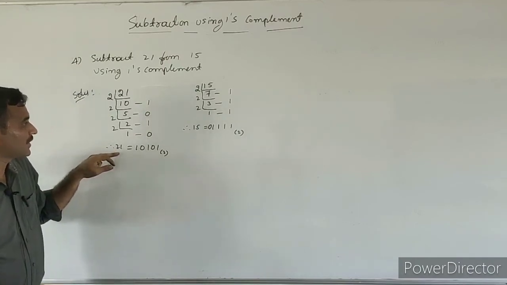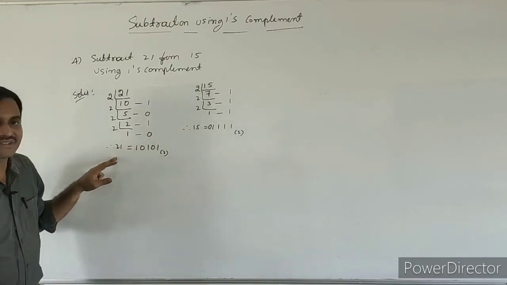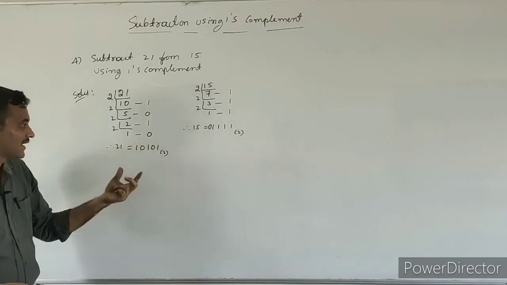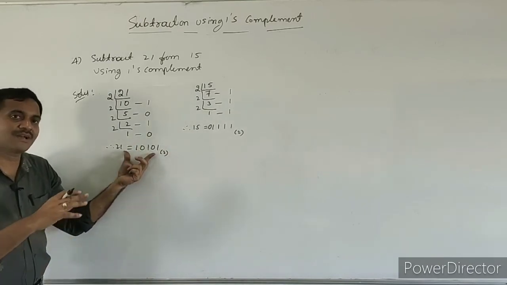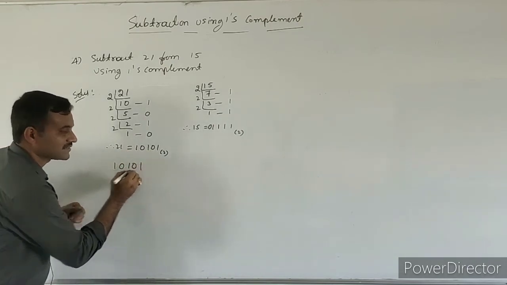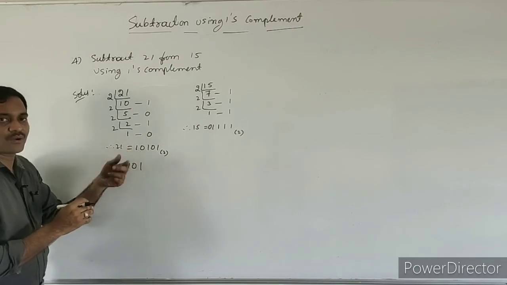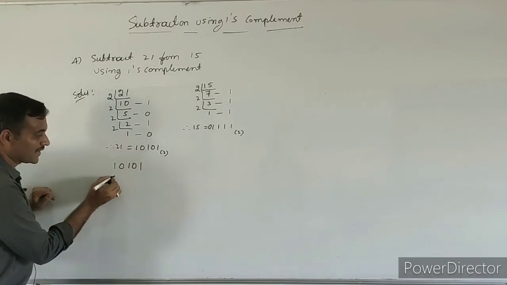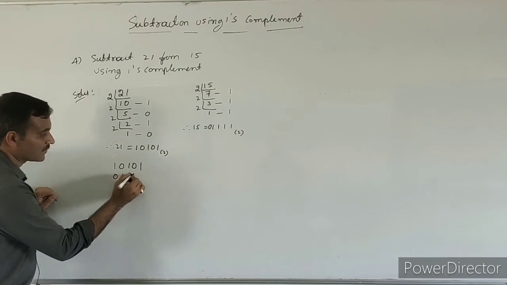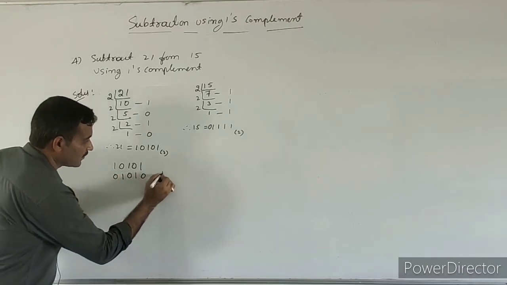Then out of 21 and 15, 21 is the subtrahend and 15 is the minuend. Our rule says consider the subtrahend and take 1's complement of the subtrahend. Say 1 0 1 0 1 is the subtrahend. Take 1's complement by replacing all 1's by 0 and all 0's by 1. So 0 1 0 1 0, that is the 1's complement.